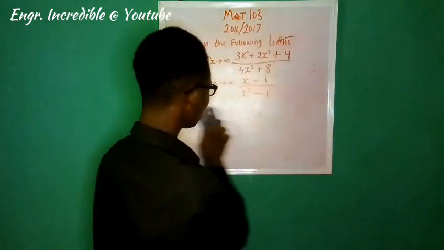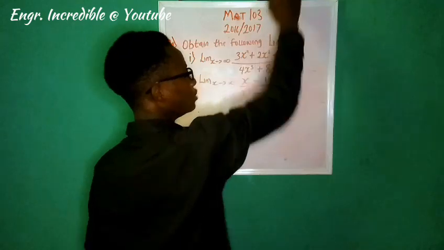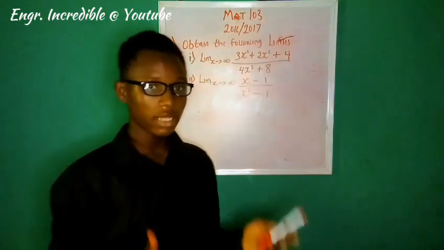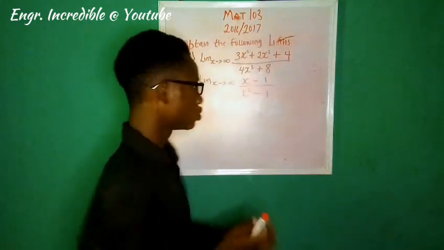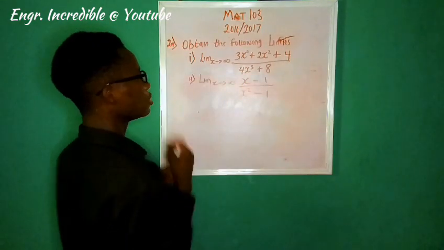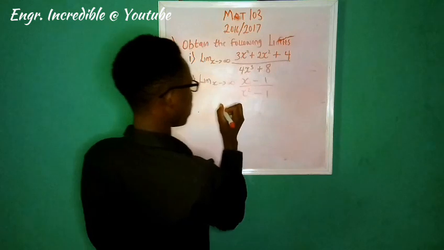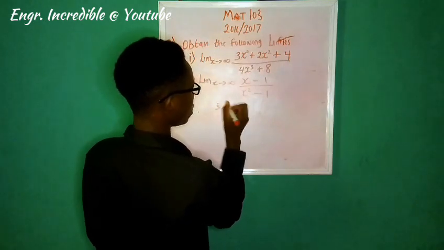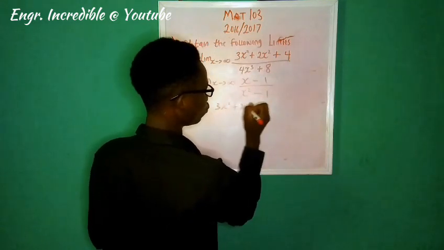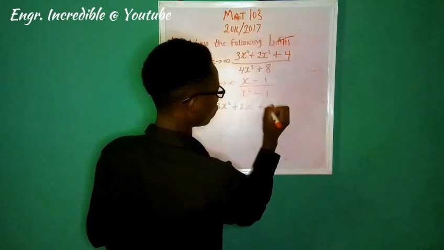So how we are going to solve this is by using L'Hospital's rule. So when we are using L'Hospital's rule, we are going to be doing it this way, where we have 3x squared plus 2x plus 4.